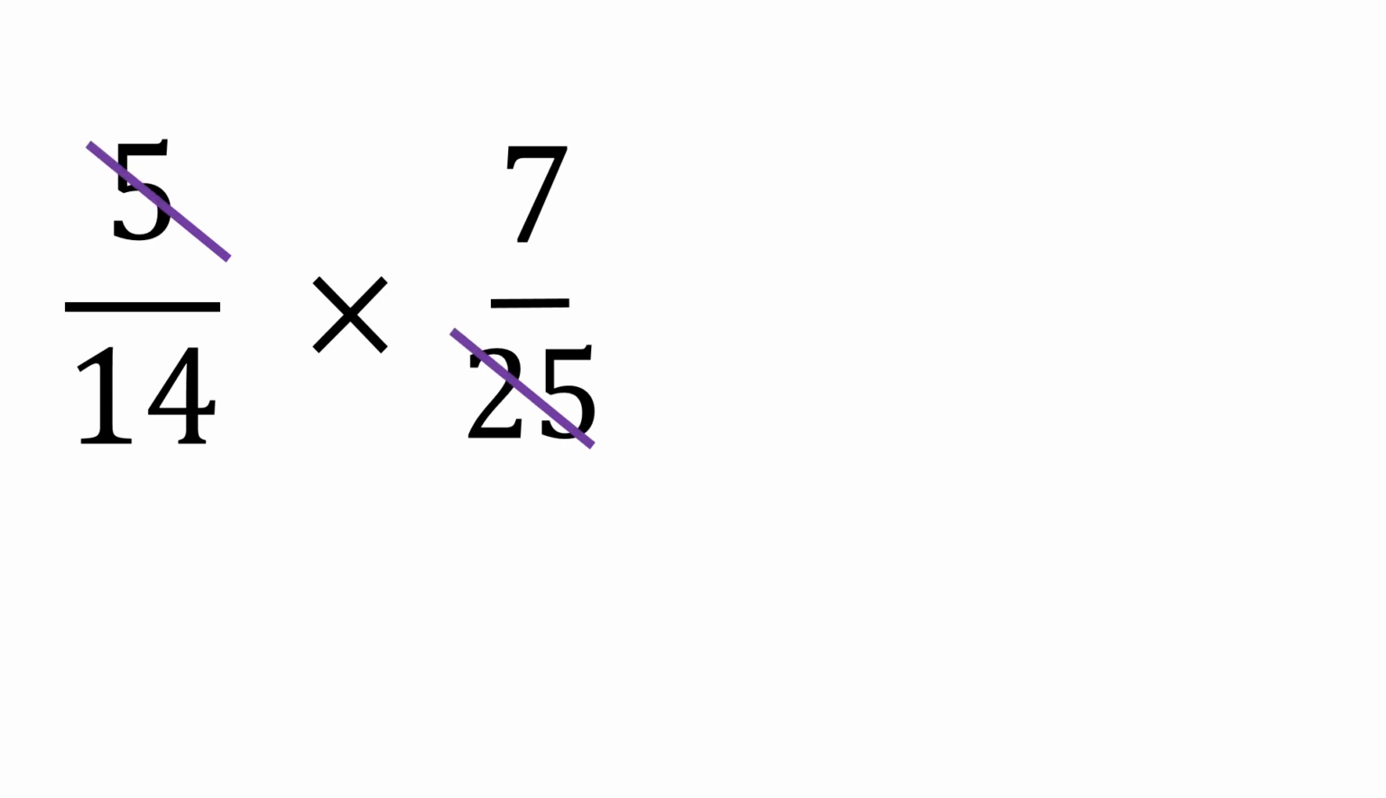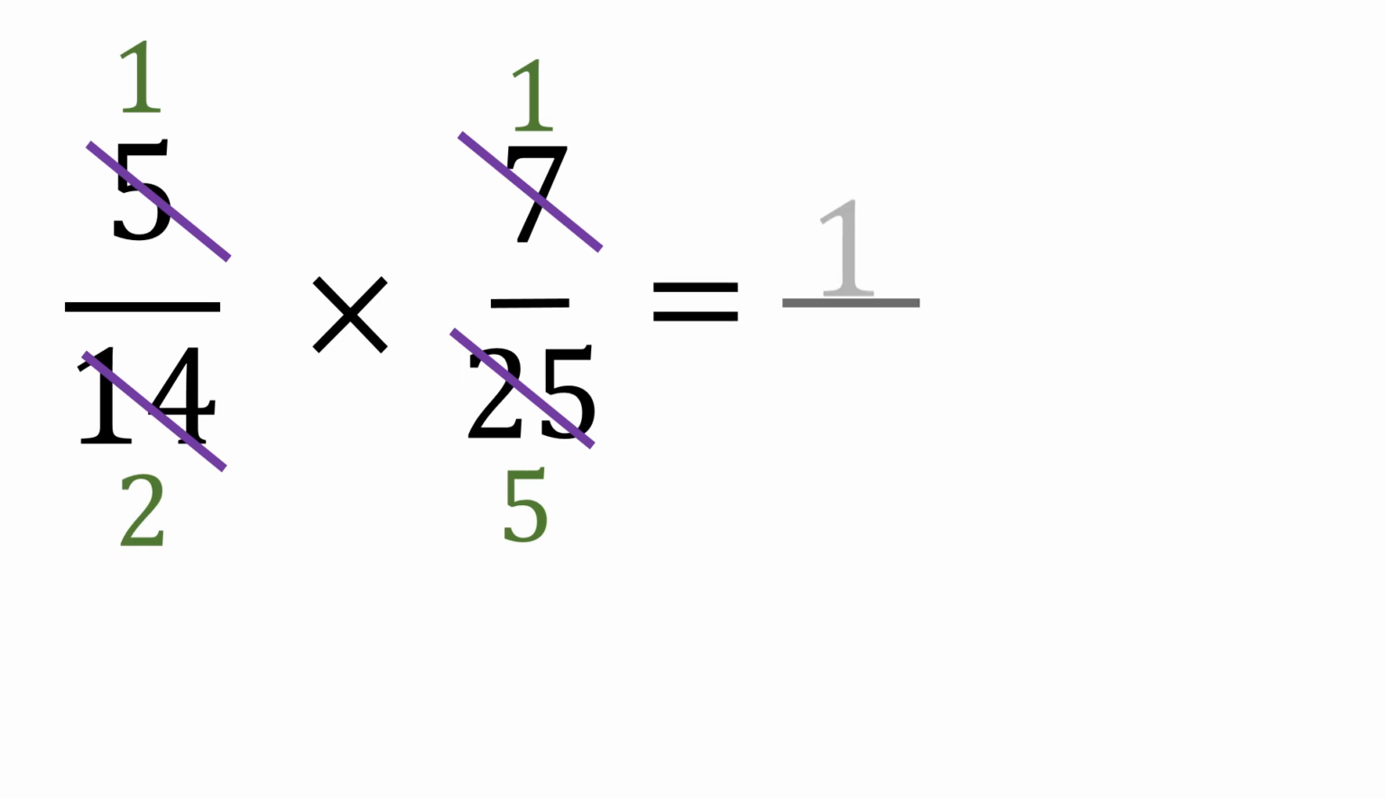5 and 25 are both divisible by 5. So 5 divided by 5, that's 1. 25 divided by 5, that's 5. Also, 7 and 14 are both divisible by 7. 7 divided by 7, that's 1. 14 divided by 7 is 2. And then, let's solve this. This is equal to 1 times 1 is 1, and 2 times 5 is 10. That means our quotient is 1/10.